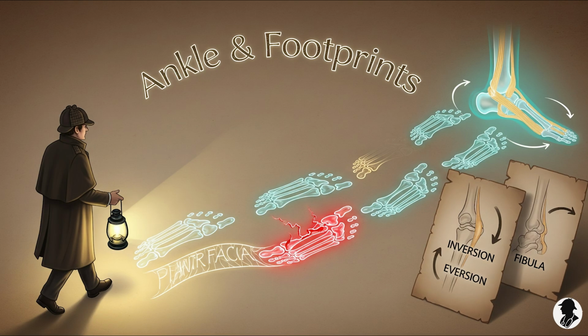Meanwhile, the more complex movements of inversion, turning the sole inwards, and eversion, turning the sole outwards, primarily occur at the subtalar joint. This joint, just below the ankle joint, allows for a sophisticated triplanar motion and enables your foot to adapt to uneven surfaces. These joints are far from simple hinges.